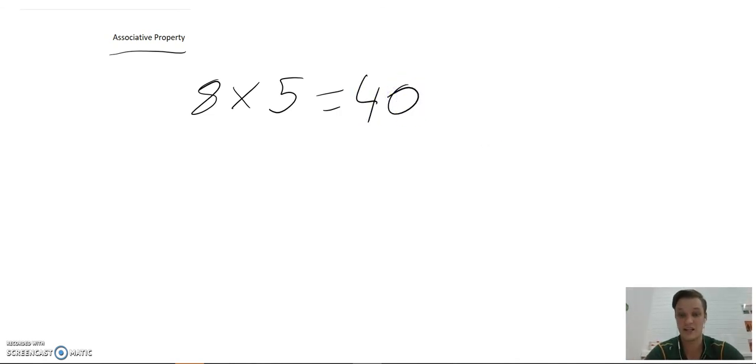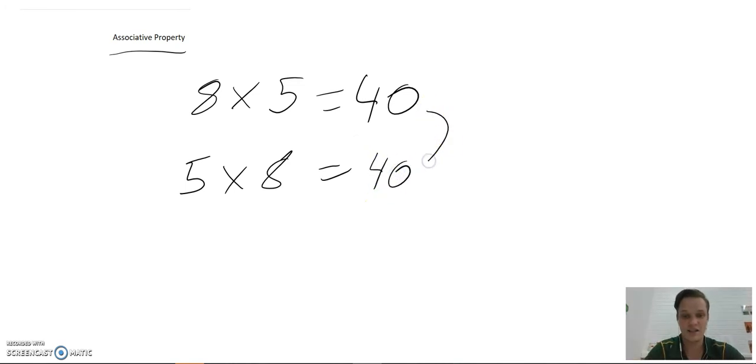Now, that took me a little while to work out, but if I change it around and I go to 5 times 8, I know my 5 times tables pretty well. 5 times 5 is 25, 6 is 30, 7 is 35, and 8 is 40. Now, see what happens? Doesn't matter what order I do it in, I get the exact same answer.